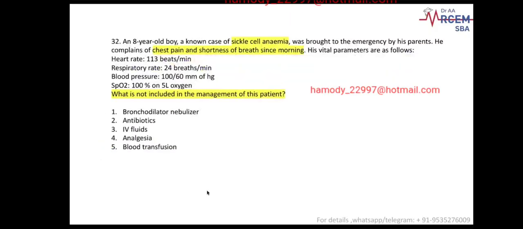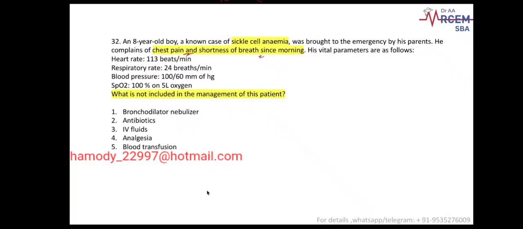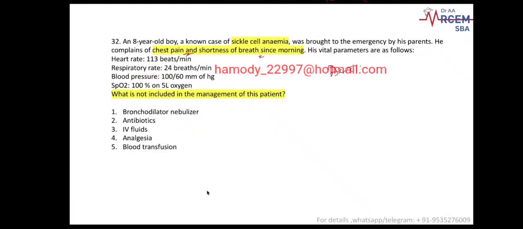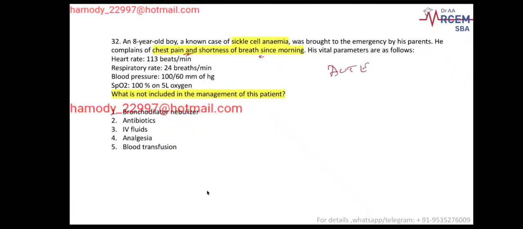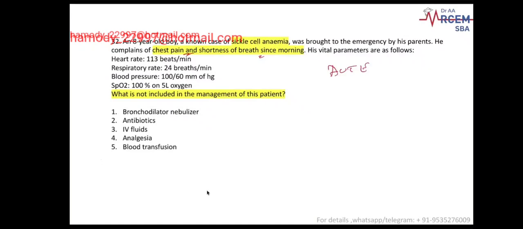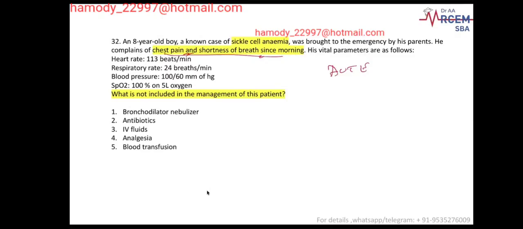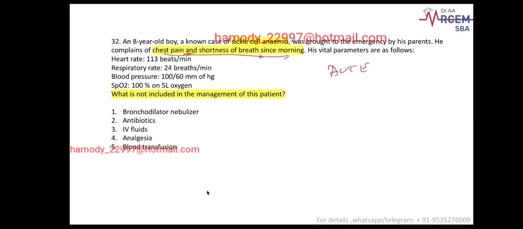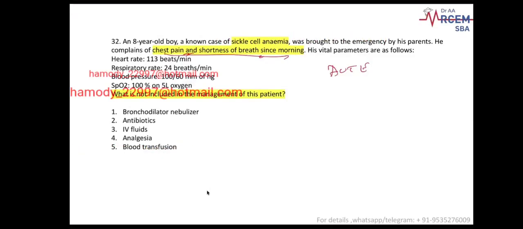Sickle cell anemia, complaints of chest pain and acute shortness of breath since morning. So what are we suspecting? We're suspecting an acute chest syndrome until and unless proven otherwise. Why? Sickle cell anemia patient presenting with any chest syndrome, it has to be an acute chest syndrome until and unless proven otherwise. So what is not included in the management?